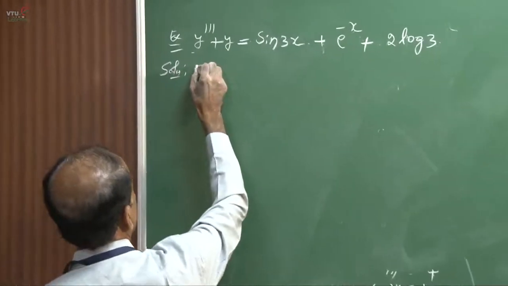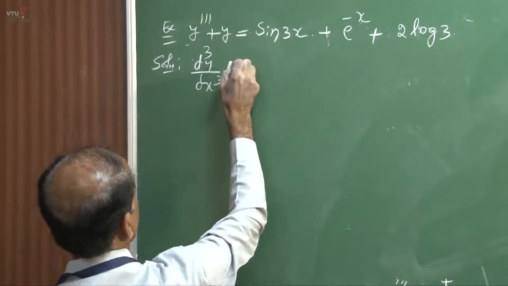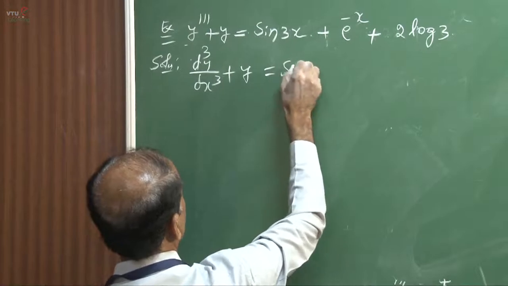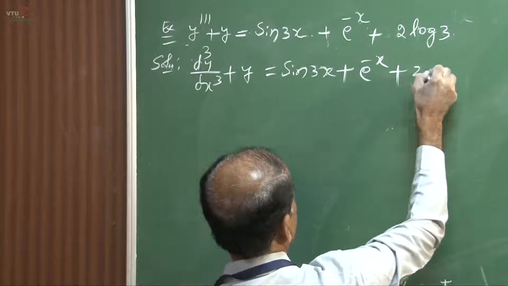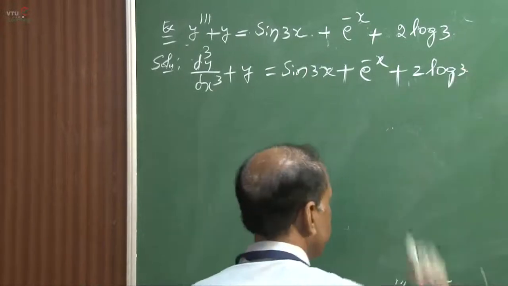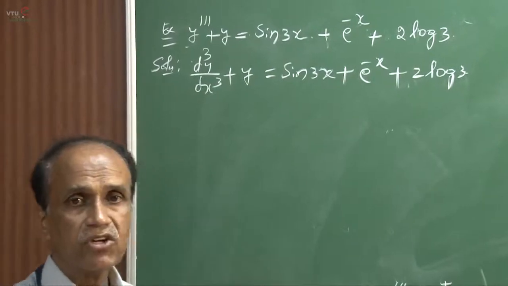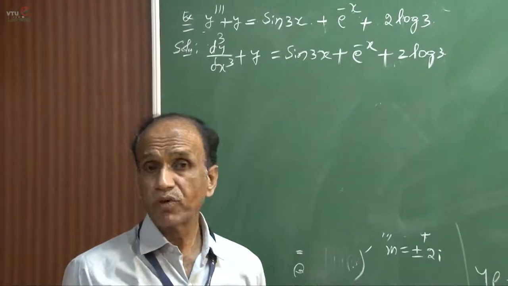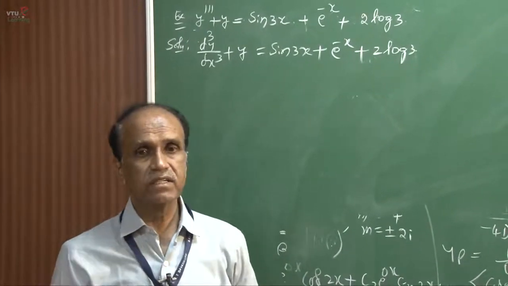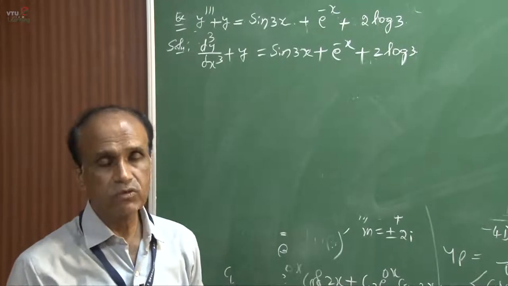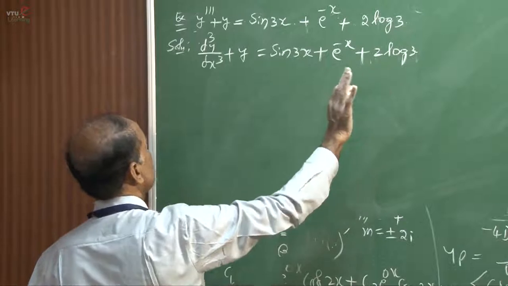That is, y triple dash means d cube y divided by dx cube, plus y is equal to sin 3x plus e to the power minus x plus 2 times log of 3. This log of 3 you can write totally as log 3 square, but instead of that they are given like that only. You can also write the decimal value of log of 3 whole to the power 2, that becomes log 9, but let us keep that value as it is.